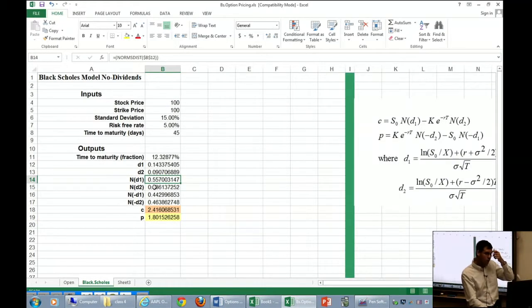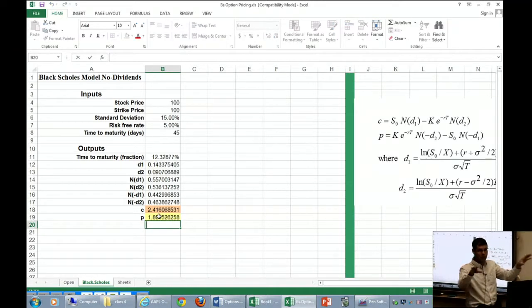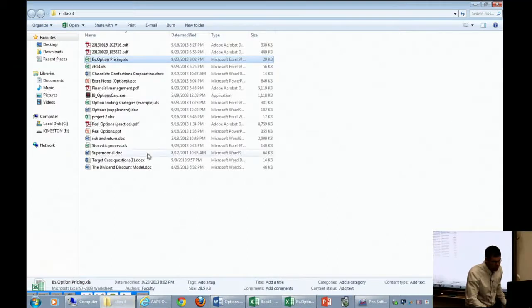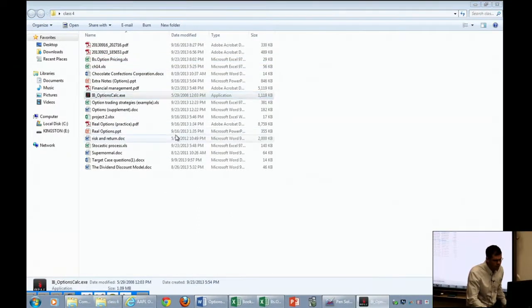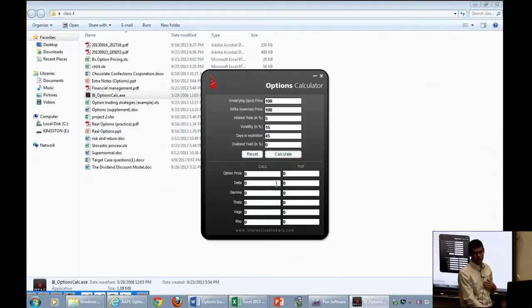It'll calculate for you the price of a call and the price of a put. I've had students go out in the marketplace and play around with this and see how close it is to what you find in the market. Mine does not have dividends in it. I think Interactive Brokers has a dividend yield in there. I didn't build mine that way.